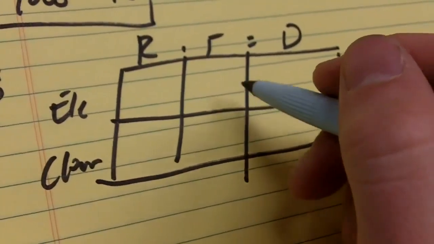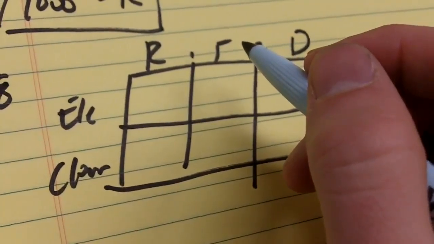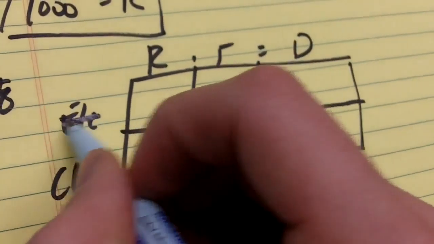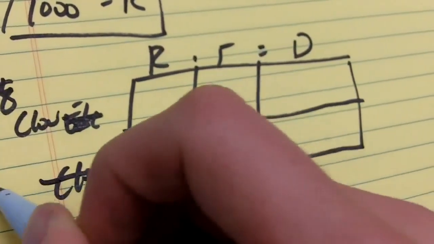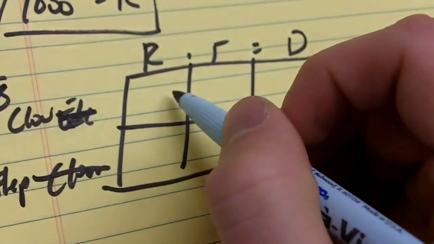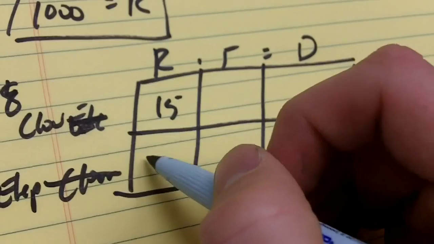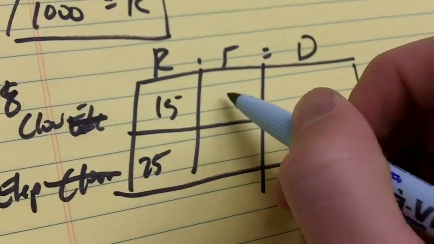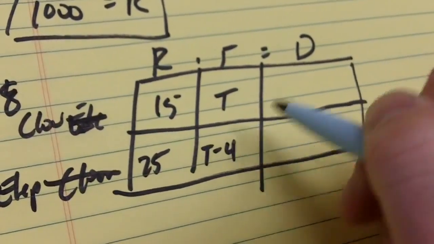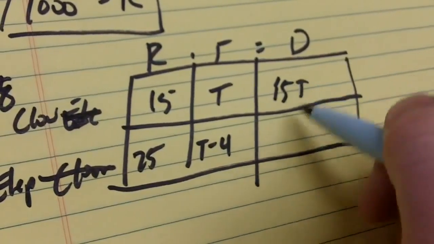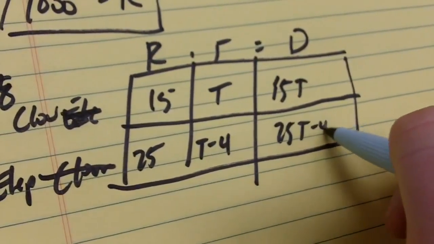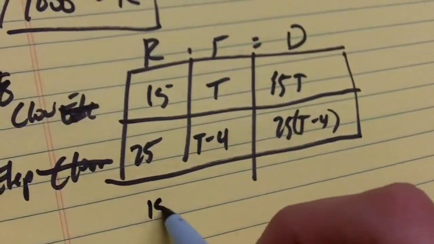Alright, the elephant's rate is, I'm going to switch these. I'm going to put the clown here and the elephant here. The clown leaves traveling 15 and the elephant is going 25. This guy leaves at t, this guy leaves at t minus 4. This gives you 15t and 25 times t minus 4. Set those equal to each other.